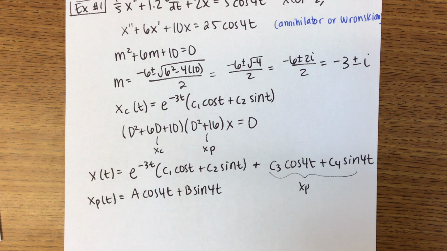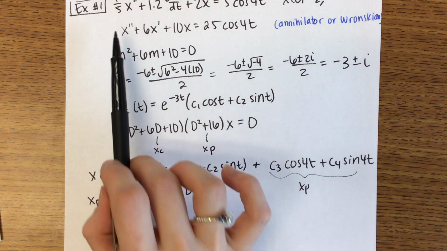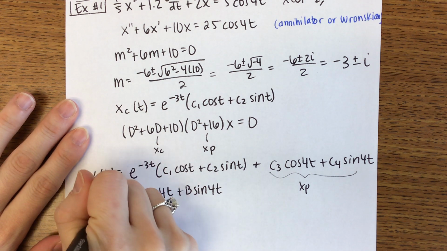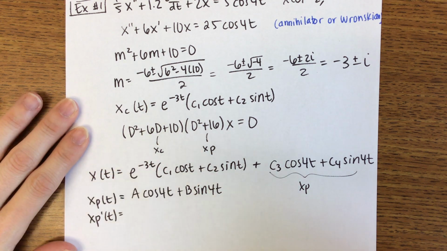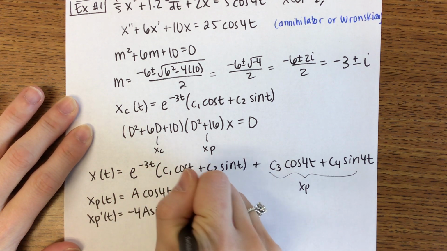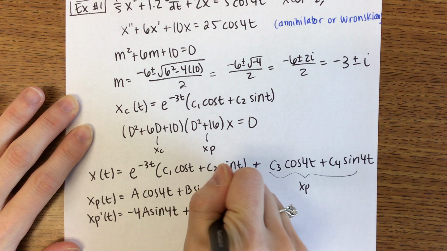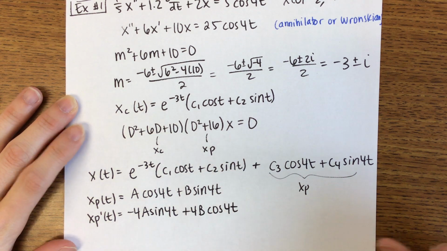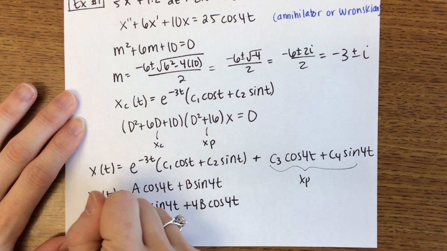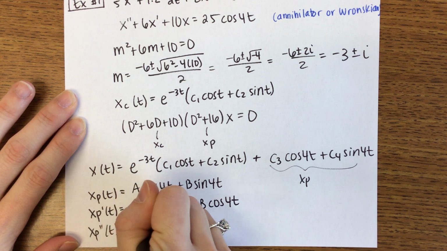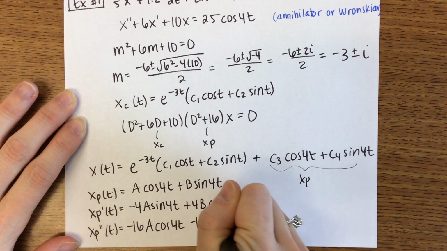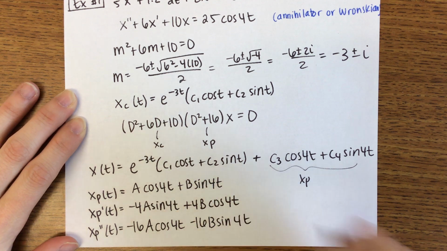So if you remember, ultimately we're going to want to go back to the differential equation. So we're going to need the first derivative and the second derivative. We get negative 4a sine of 4t plus 4b cosine of 4t. Second derivative will give us negative 16a cosine of 4t minus 16b sine of 4t.